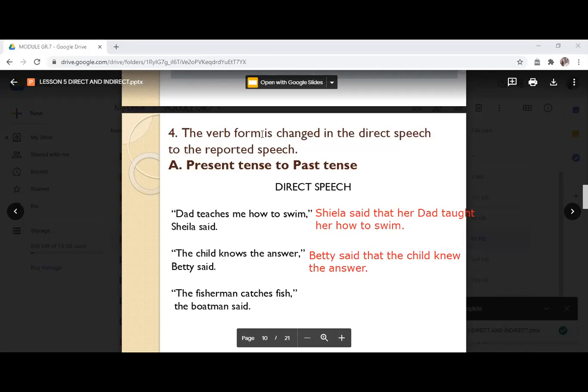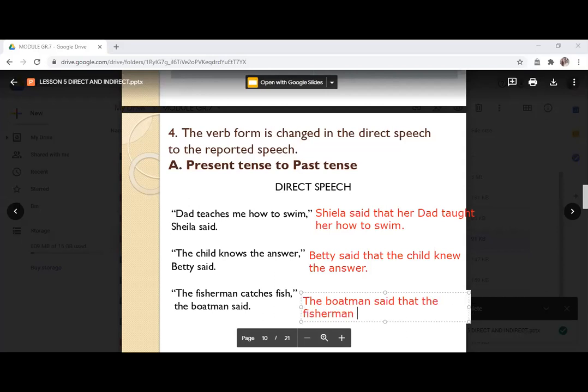Okay, sige. Last example. Who wants to answer? Tuloy-tuloy. You raise your hand and I'll call you. Who wants to answer number 3? Paano natin sisimulan yan? Sige, Romeline. The boatman po, ma'am. Okay, so dahan-dahan lang. The boatman. Ay, teka lang, walang space. Okay, ano next? Said po. Okay, very good. The boatman said, ano next? That po. That, ano next? The fisherman po.